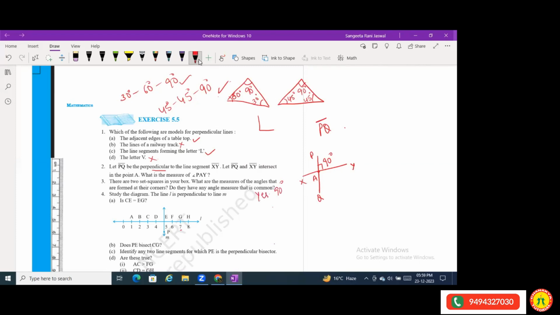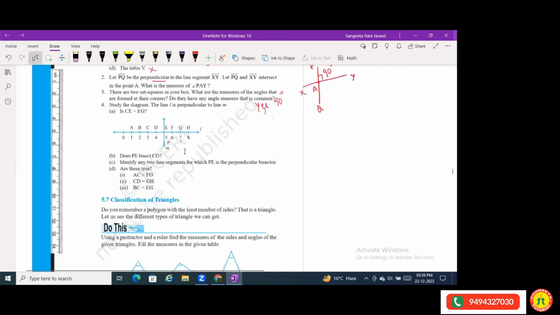Okay, now study the diagram. The line L is perpendicular to line M. As you can see in the figure here, this is line L. This is line M. The line L is perpendicular to M. Now you have to answer these questions. Is CE equal to EG? CE equals EG. Are they equal? Sritesh, tell me.